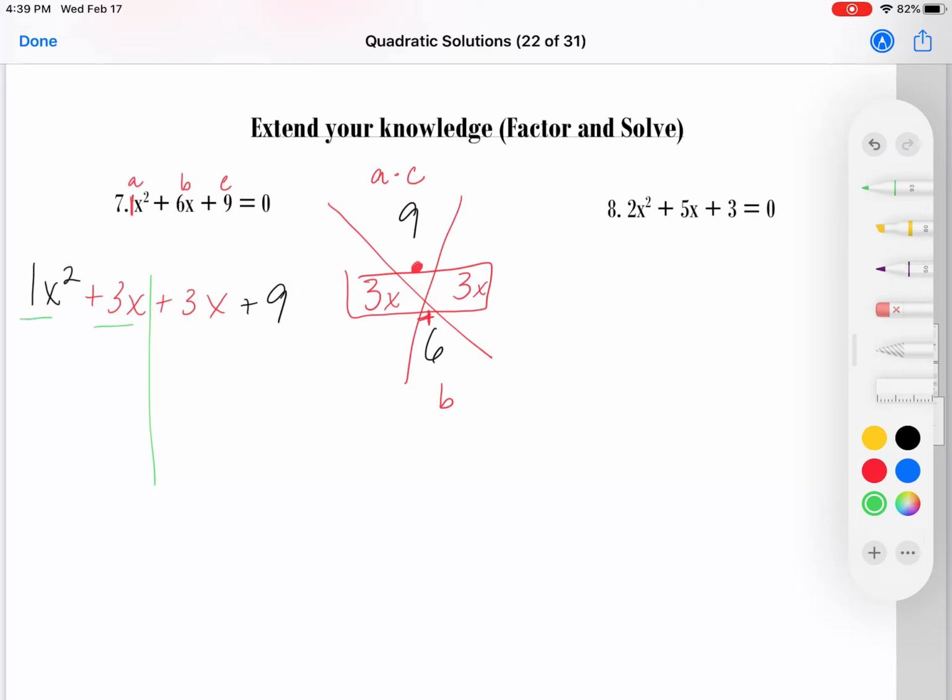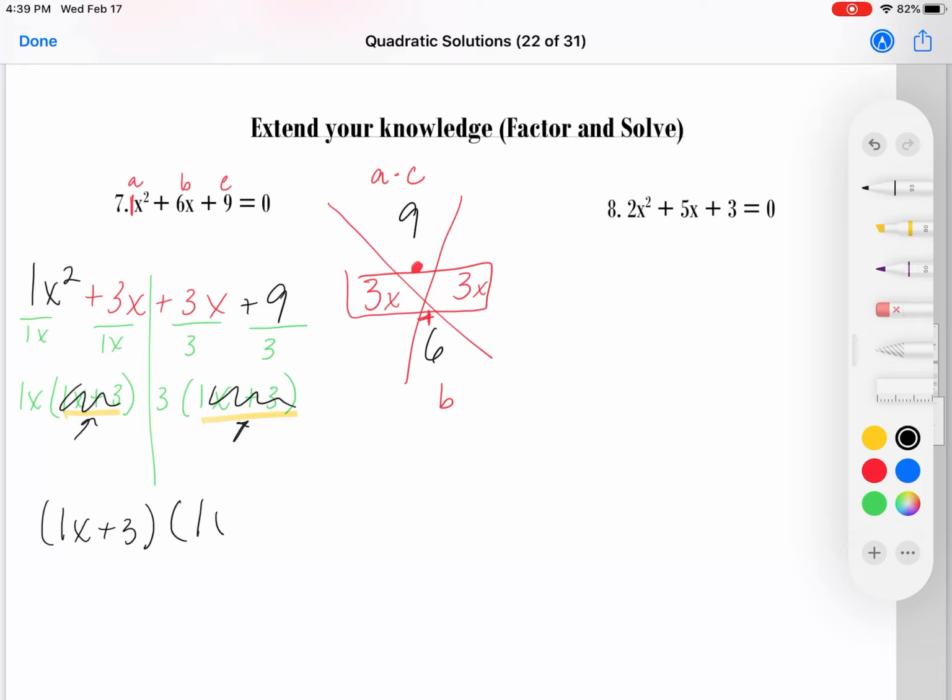Last step is I have to factor by grouping. I can divide these both by 1 and take out an x. 1 divided by 1 is 1 with an x. 3 divided by 1 is 3. These guys here, I can divide them both by 3. That leaves me with a 1x and a plus 3. If your parentheses match, it means you did it correctly. So my final answer is 1x plus 3. So I got that from these guys. And then the numbers from the front was another 1x plus 3.